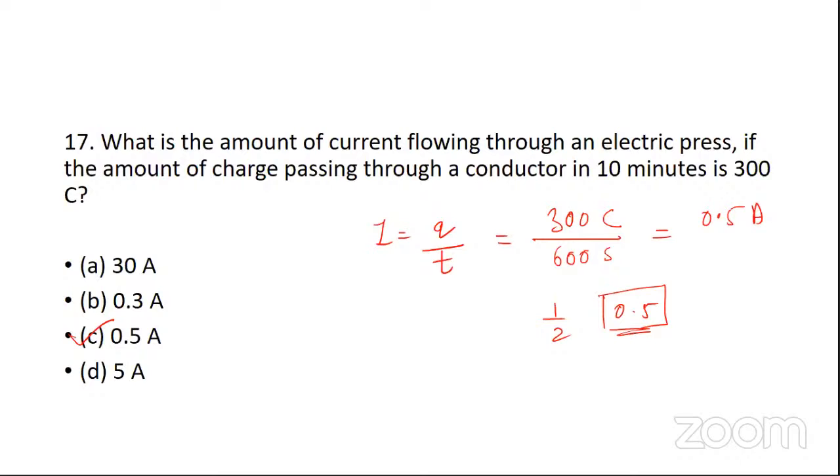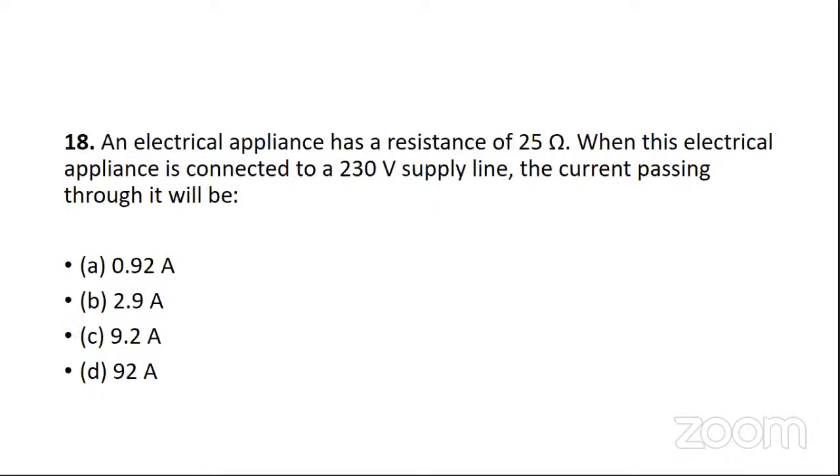Yes, sir. Alright, okay. An electrical appliance has a resistance of 25 ohms. R is given as 25 ohms. When this electrical appliance is connected to a 230 volts power line, the potential is given as 230. The current passing through it will be.